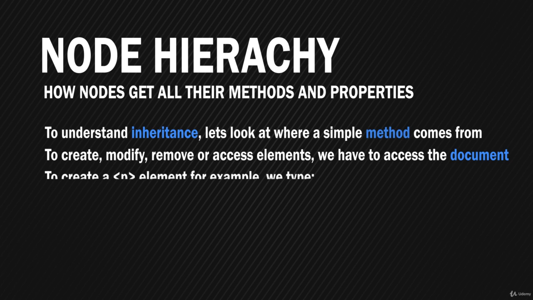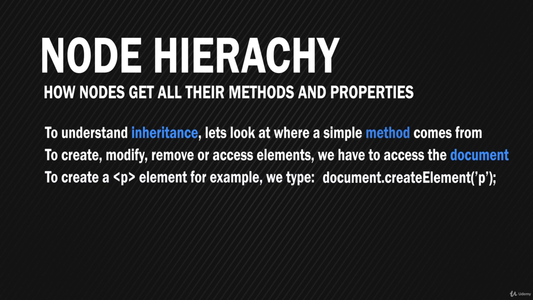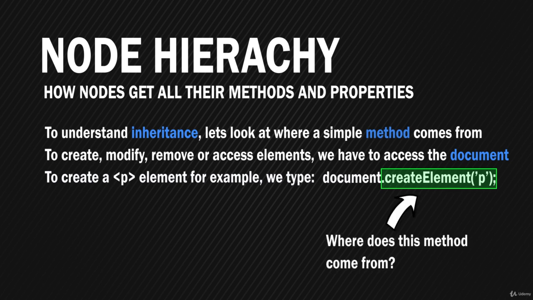For example, to create a paragraph element, we have to type document.createElement and we pass in the element we want to create. Here we want to create a paragraph. The question I have for you though is, where does this method, this createElement method, come from? You might be thinking it comes from the document object, right? Because we accessed the document and we accessed a method on it called createElement.